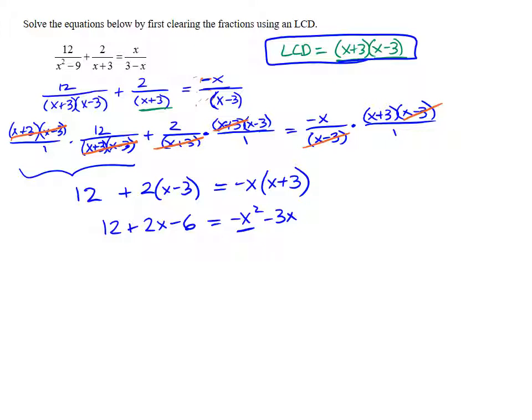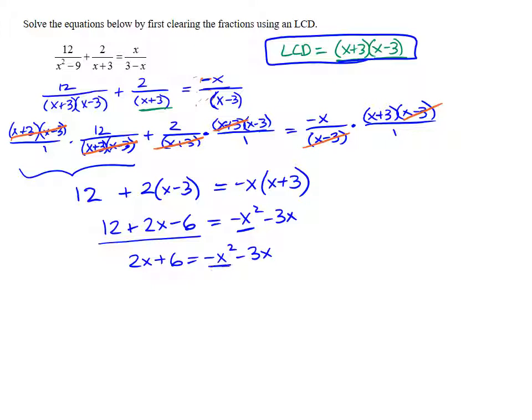That means I've got a quadratic equation. I should go ahead and move everything to one side. Let me simplify as I go. I'm just going to deal with this left-hand side first. So 2x, collecting like terms, 12 and -6 would give me 6, equals -x squared minus 3x.